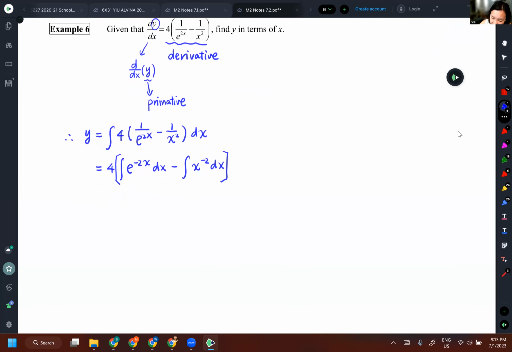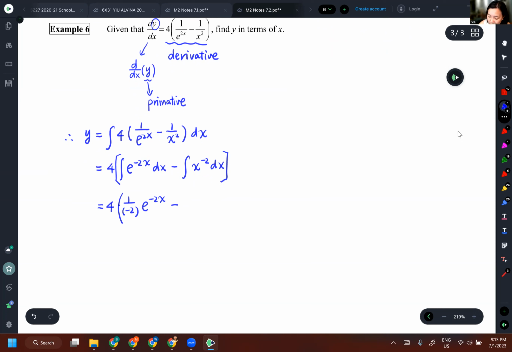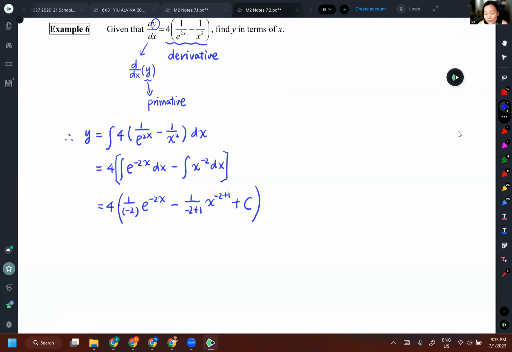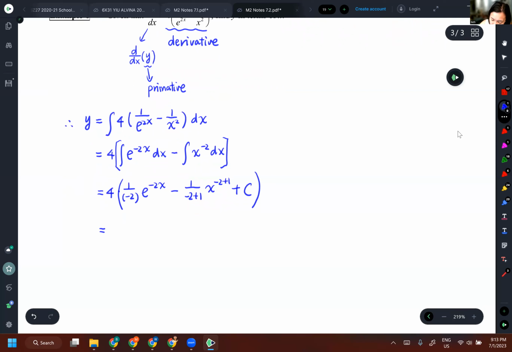Okay, and then you will use different formula. For this one is formula E. For this one is formula B. Okay, and then it's 4. Actually, I need to multiply 4 inside. So 4 multiplied negative 2, that's negative 2 e to the power negative 2x. And this one is plus 4 x to the power negative 1.